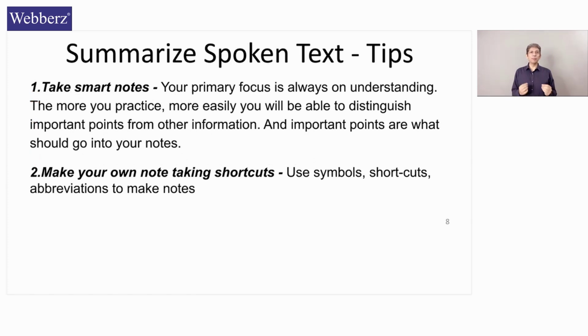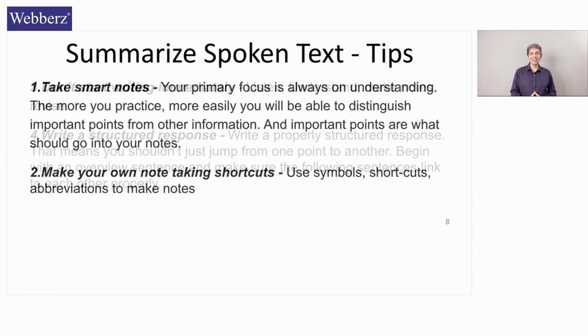What are the tips of summarized spoken text? The first tip is you should make smart notes. You don't have to write everything. Write down only the important points. Tip number 2, make your own shortcuts. For example, instead of writing YOU, write simple U. The language that you use in chatting is the language that you should be using for shortcuts.